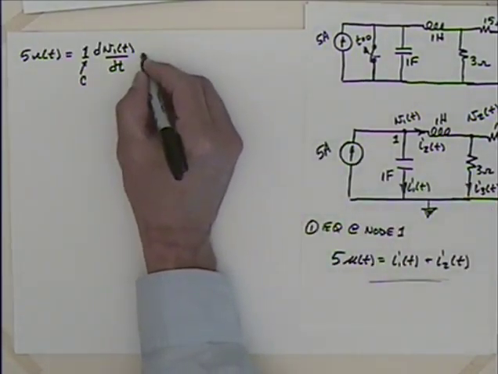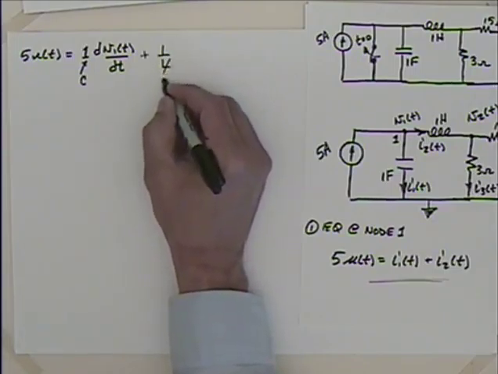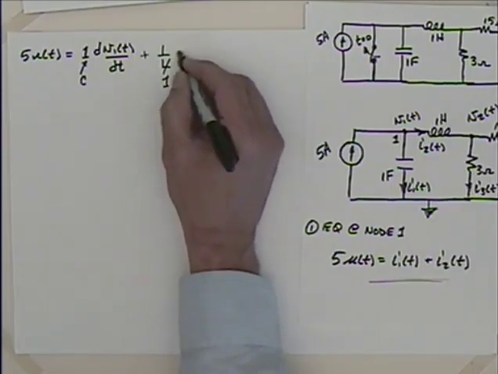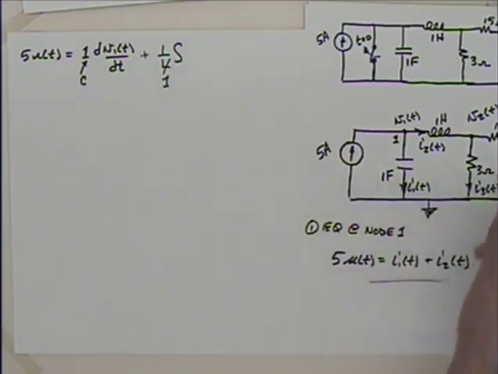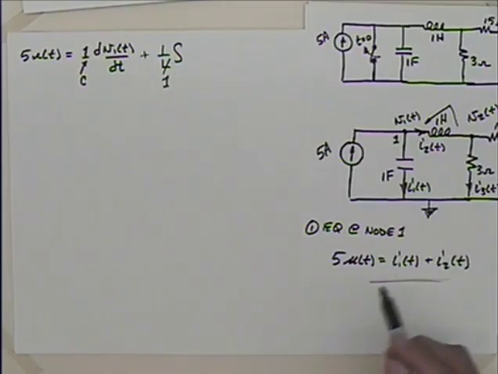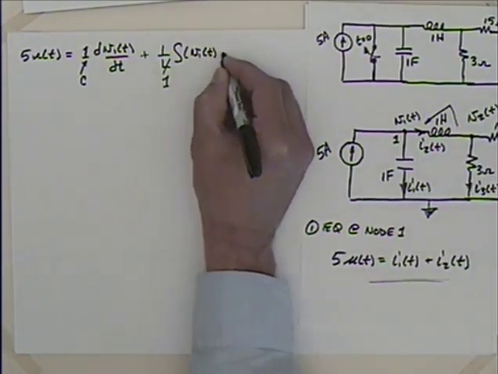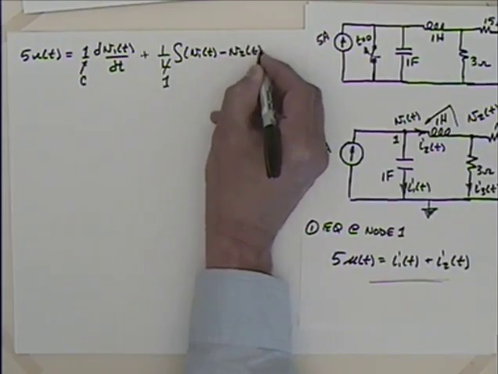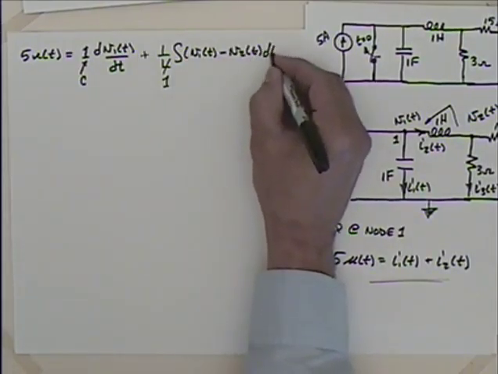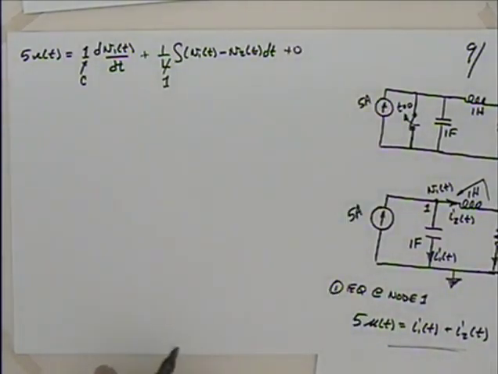so I'm going to have to add to that 1 over L, which L is equal to 1, times the integral of the voltage across that. Well, if the current's going like that, I've got to find the voltage like that, which is going to be V1 of t minus V2 of t dt, and then I should put in the initial current, which is going to be 0, because we had no initial energy stored in this thing.